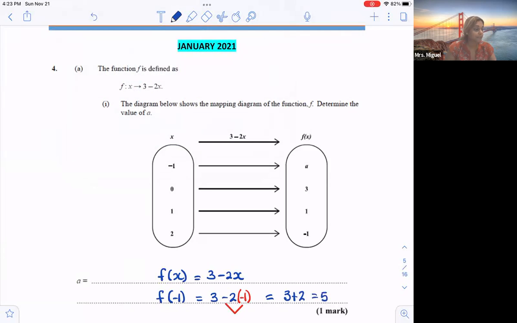Did you all get that? Did anybody get that? Yeah, miss.